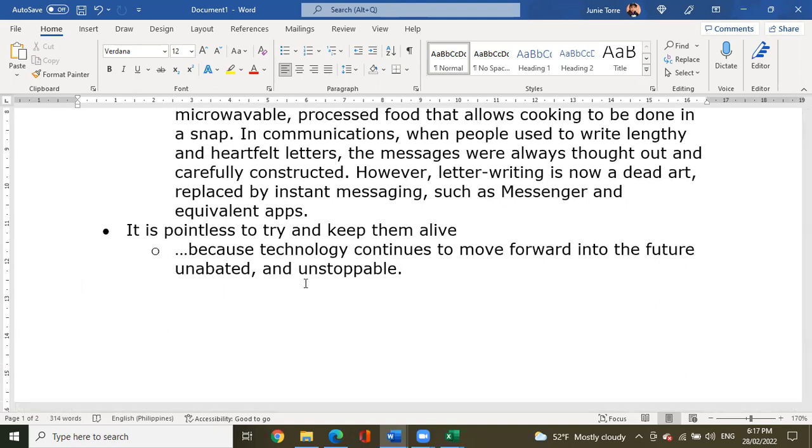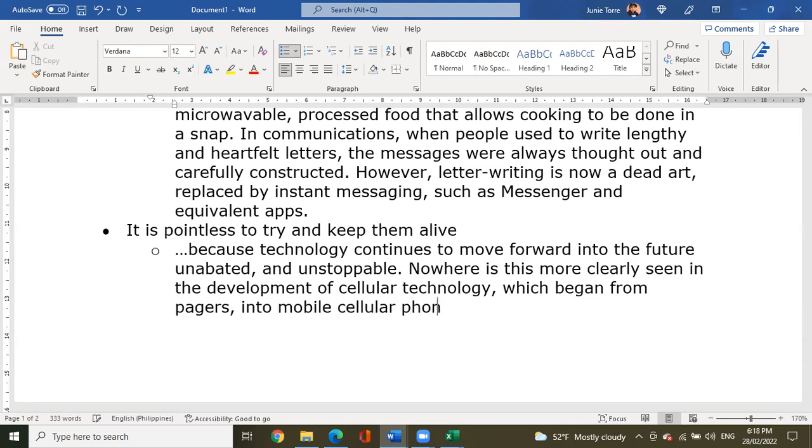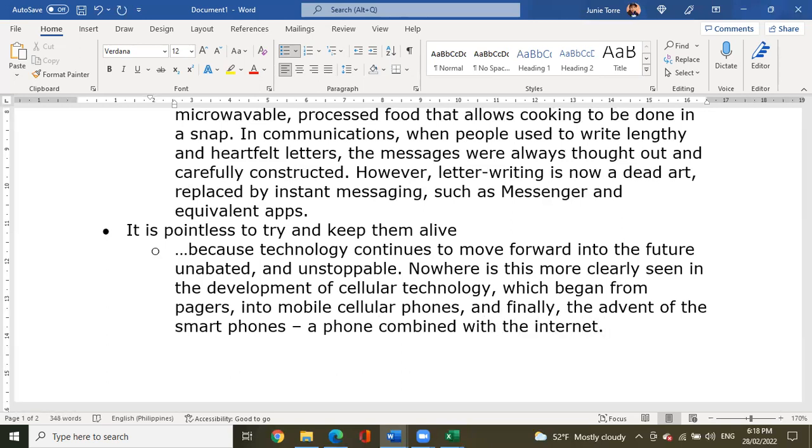Yun. Like, one example is, nowhere is this more clearly seen in the development of cellular technology. Ang bilis na. This is so fast. Di ba? Which began from pagers. And in a span of a decade, it's a cell phone, into mobile cellular phones. And finally, the advent of the smartphone. Yun, a phone combined with the internet. Bilis niyan. That took just a decade.